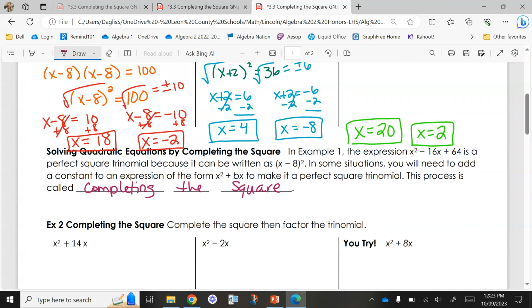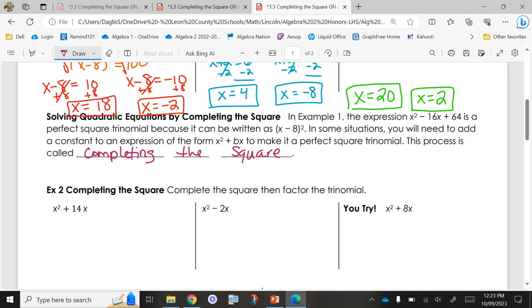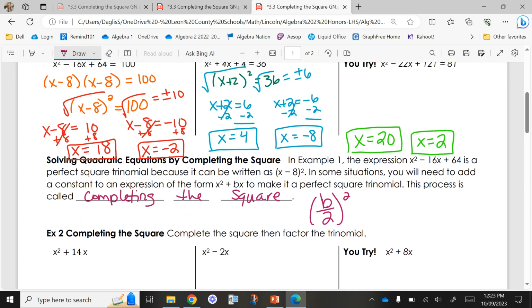So, looking right here. And some of you asked for a little trick. There is a little trick. We're going to take our b value, cut it in half, and square it. Think about the ones we just did.